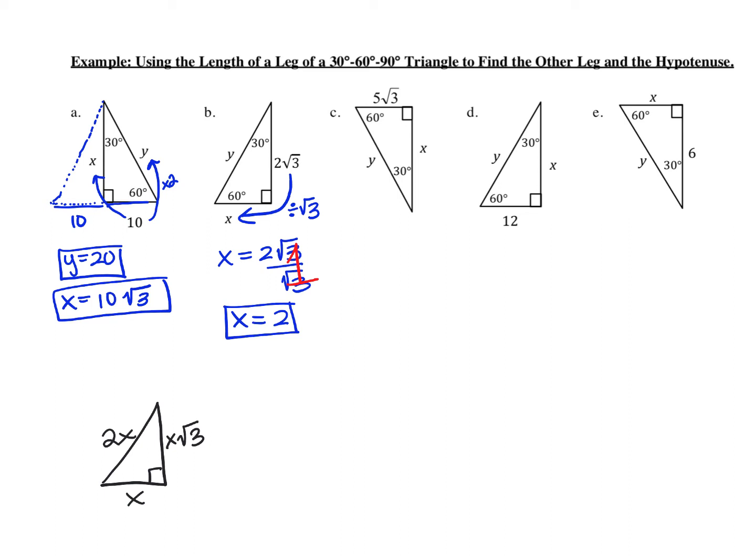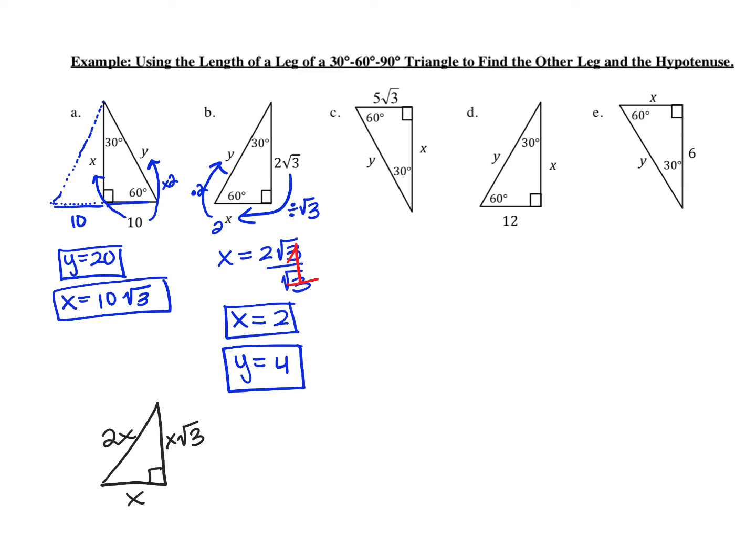Now I'm going to use that answer, x equals 2, to find y. So your hypotenuse is your short side times 2. So you have 2 times 2. So y is going to equal 4.